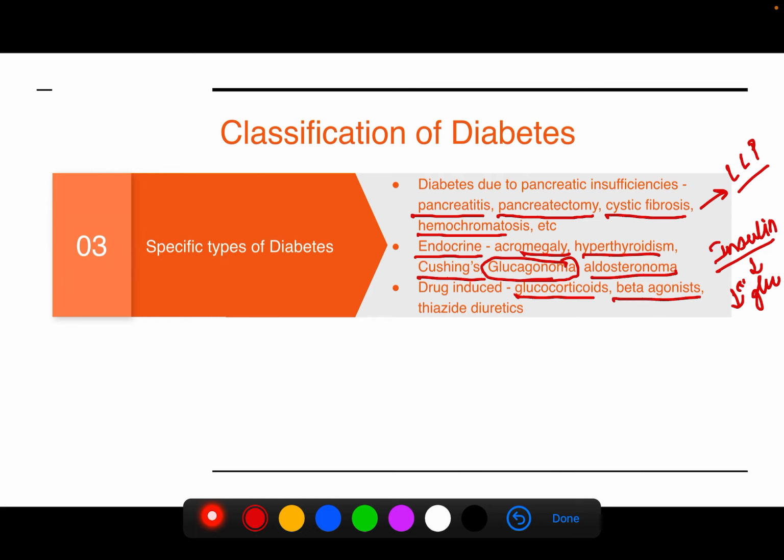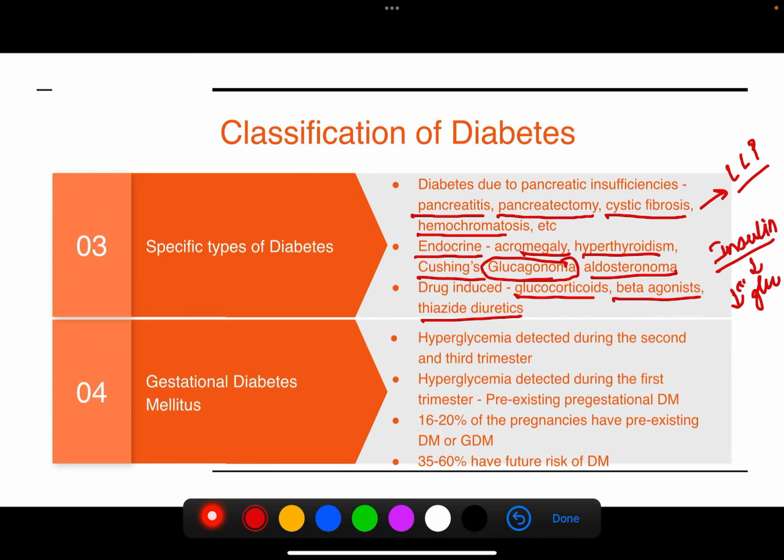Beta agonists, thiazide, there are many other medications, but for day-to-day care, these are the important ones. Glucocorticoids can raise blood sugar levels, beta agonists can raise, and thiazide diuretics. So this is the specific type of diabetes, either due to pancreatic insufficiency, another endocrine cause, or drug induced.